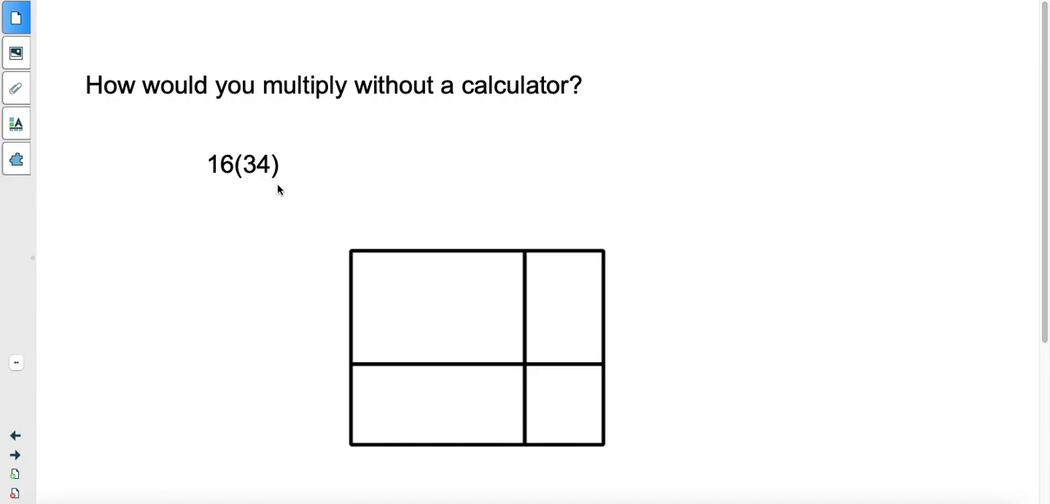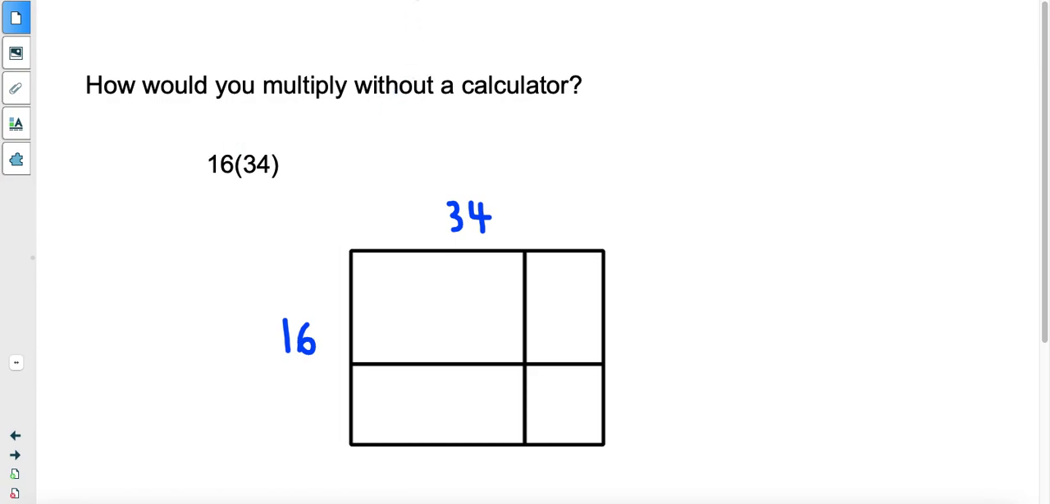Now, to do this, what I could do is I can consider a rectangle that has sides 16 and 34. To find the area of this rectangle, all I would have to do is multiply each side, 16 times 34, to get the answer. Right, and this will tell us what the answer to this question is, right? 16 times 34. If I can find the area of this rectangle, that gives me the answer.